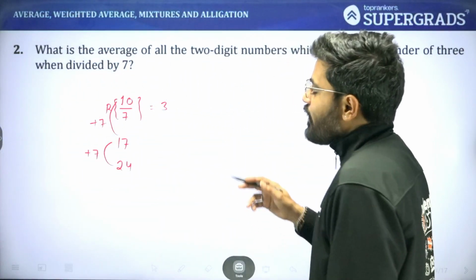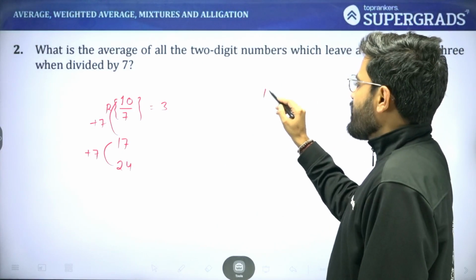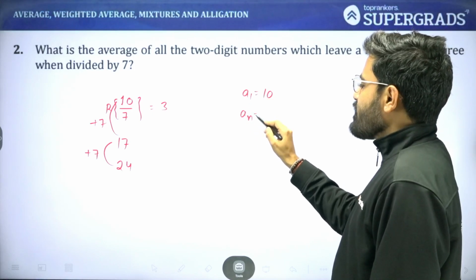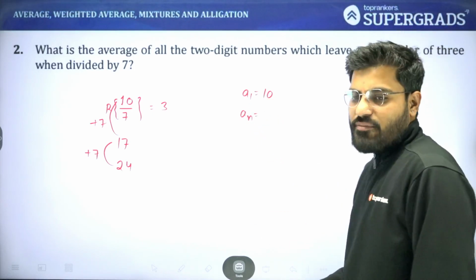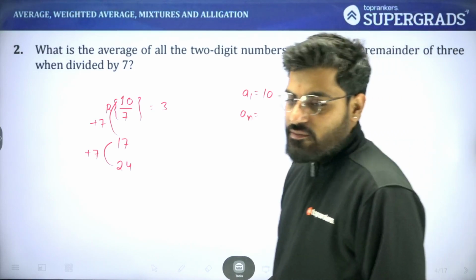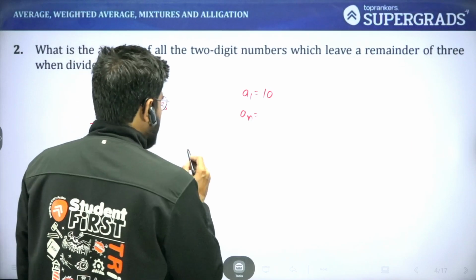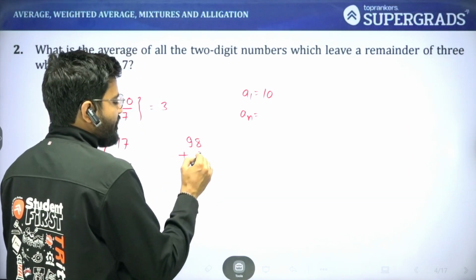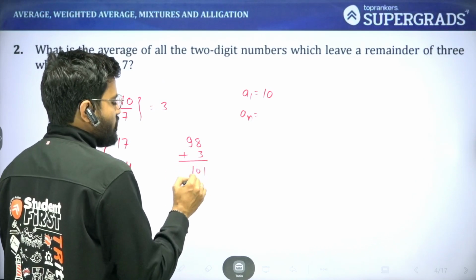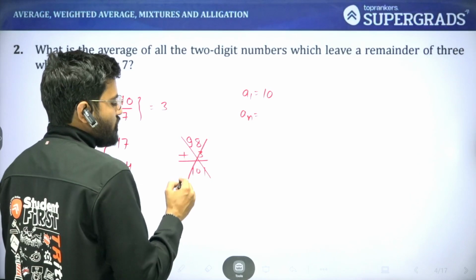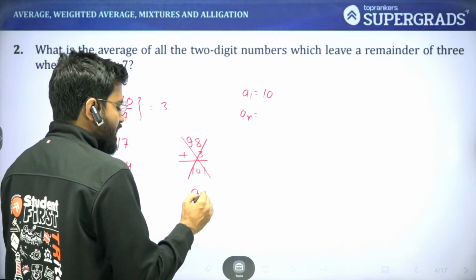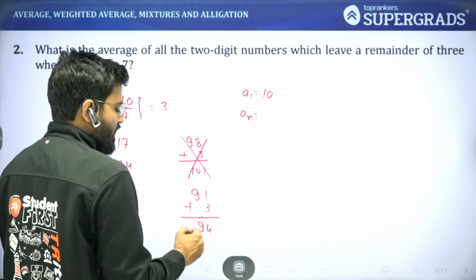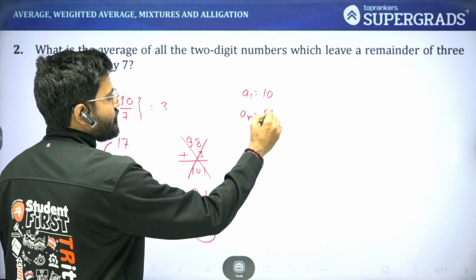So how will we calculate the average? The first term is 10. You need to calculate the last term. What will be the last term? The last number which is completely divisible by 7. 98 is completely divisible by 7, and if I add 3, it becomes 101, so it is not a two-digit number. So the last number will be 91 plus 3, which is 94. So 94 is your last term.